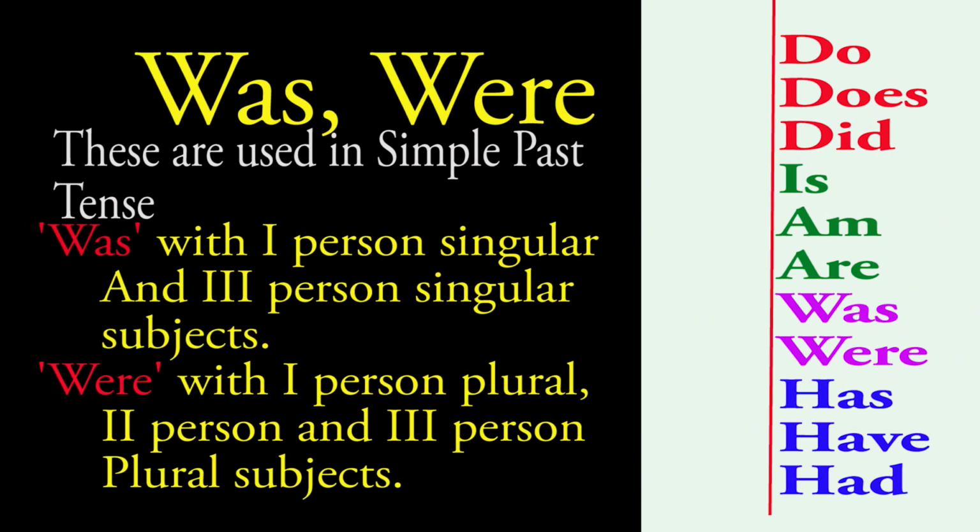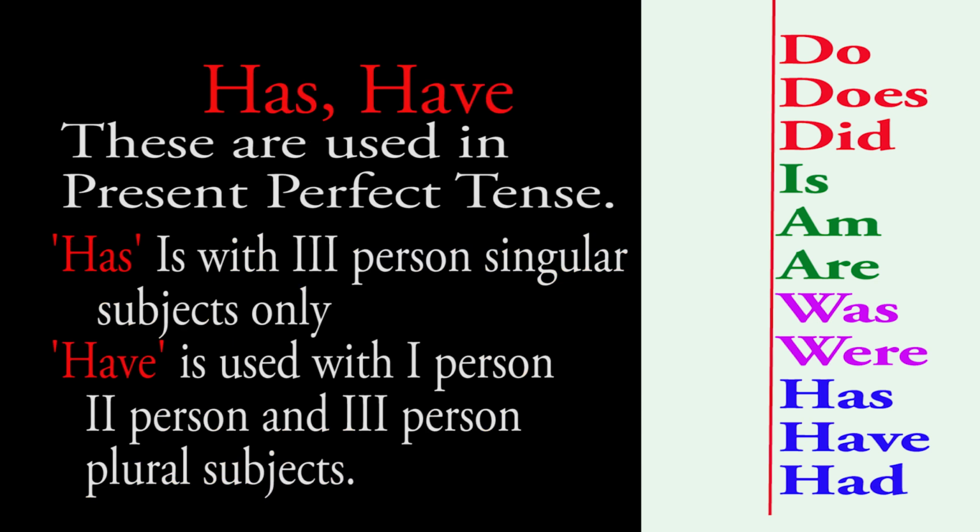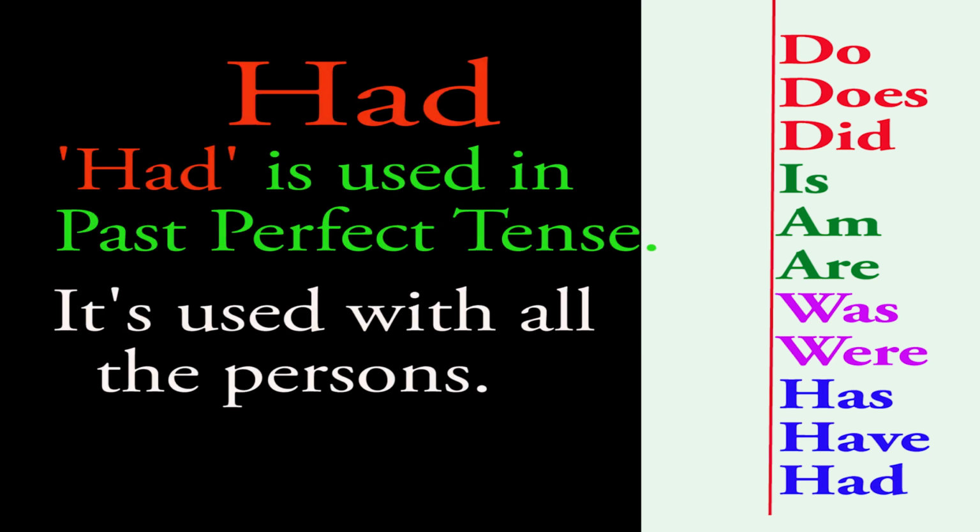Was, were. These are used in simple past tense. Was with first person singular and third person singular subjects. Were with first person plural, second person and third person plural subjects. Has and have. These are used in present perfect tense. Has is with the third person singular subjects only. Have is used with the first person, second person and the third person plural subjects. Had. Had is used in past perfect tense. It's used with all the persons.